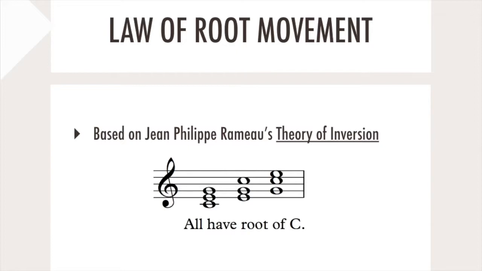The basic theory for progression of chords is based upon Jean-Philippe Rameau's theory of inversion. Rameau's theory is that no matter what the vertical arrangement of a triad is, its root remains the same. The example here is a C-E-G chord. It doesn't matter what the lowest note is. It's still a root of C.